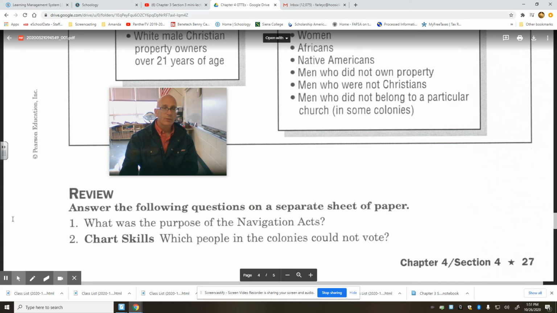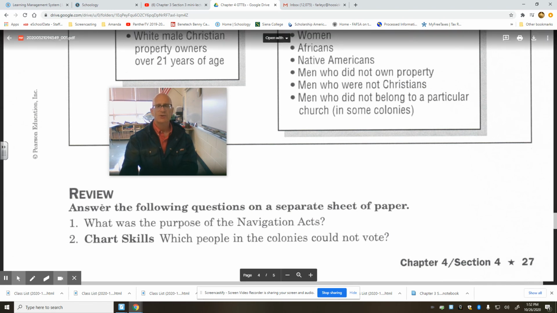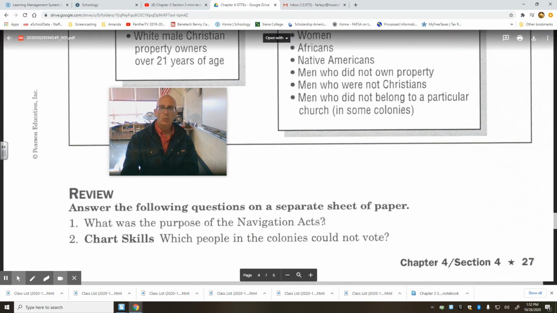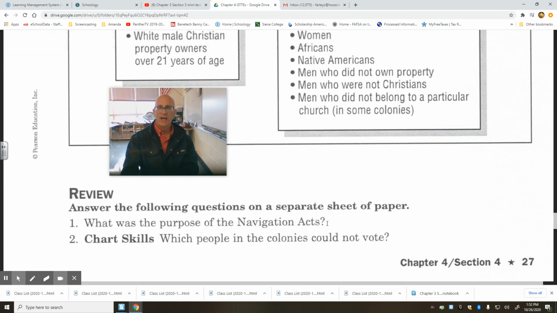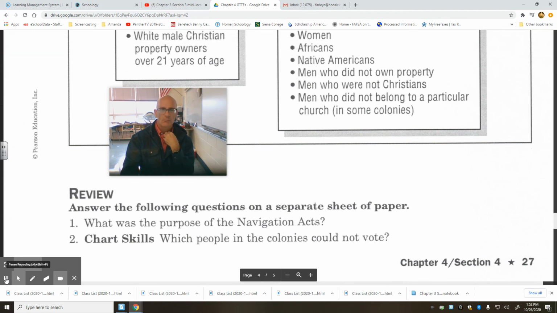Let's take a look at the questions following the reading. The first question is going to be related directly to the reading, not to the chart. What was the purpose of the Navigation Acts? You're going to find your answer in the reading. Take a moment to work on that right now.